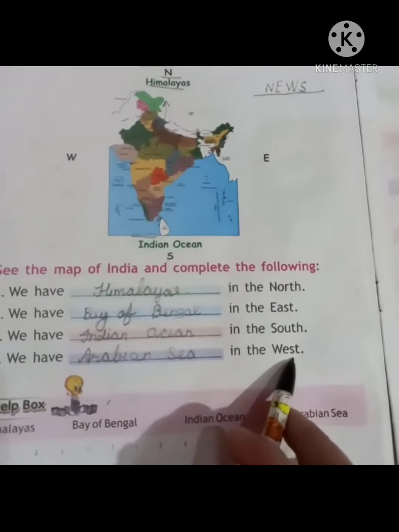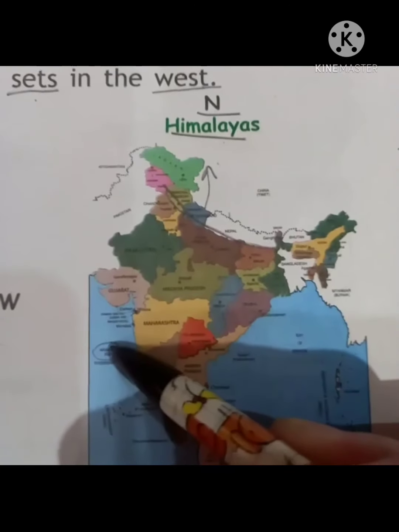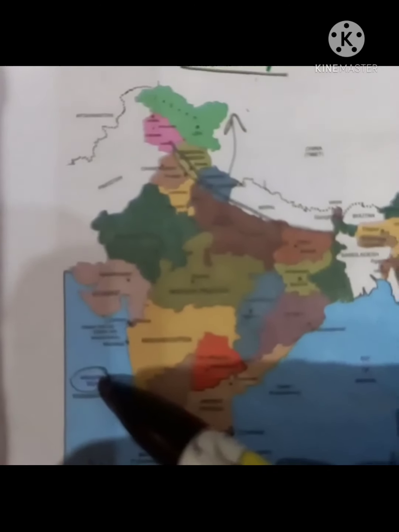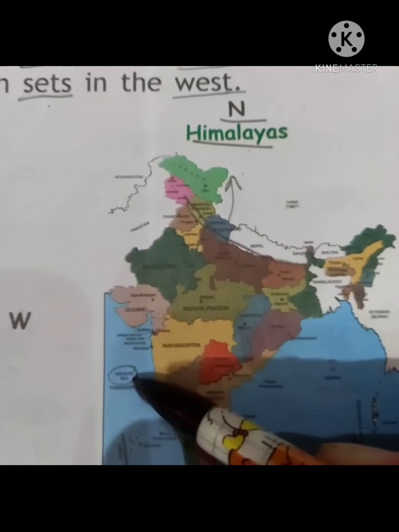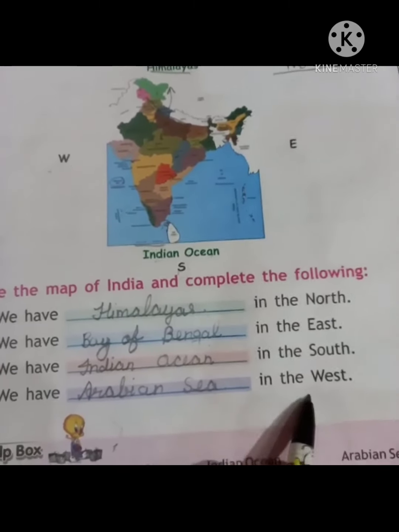Now we have in the west. What we see in the west? We see here, my dear students, Arabian Sea. We can see here Arabian Sea. So we will fill here. We have Arabian Sea in the west.